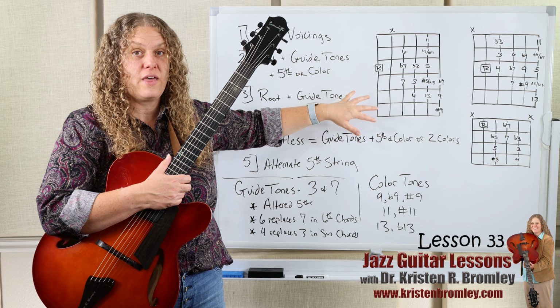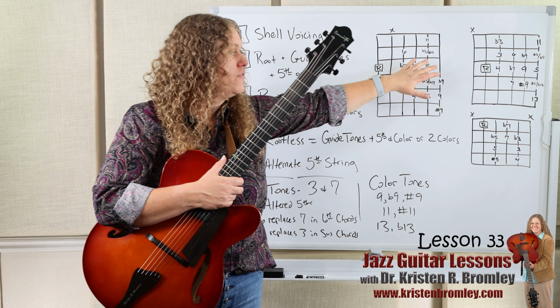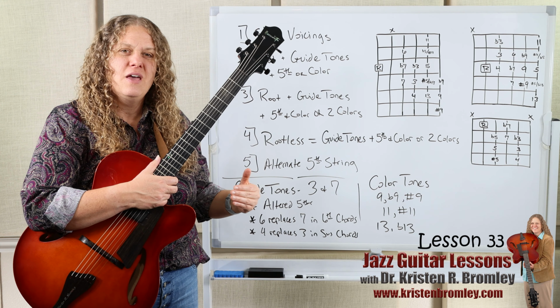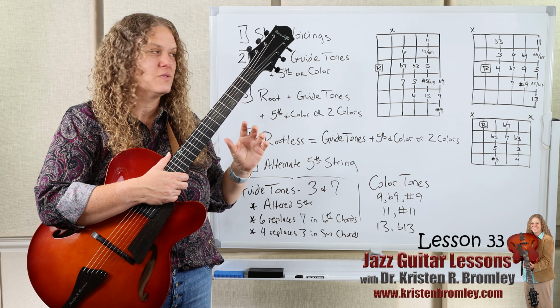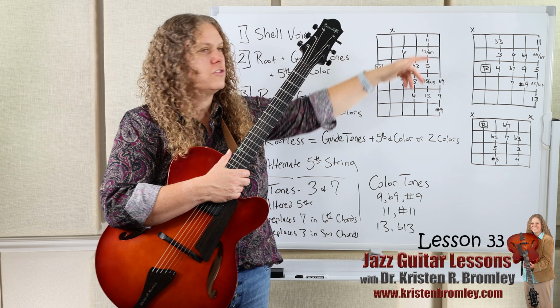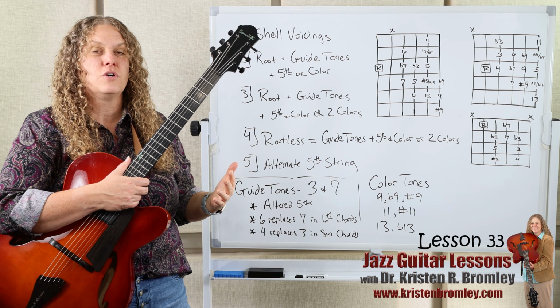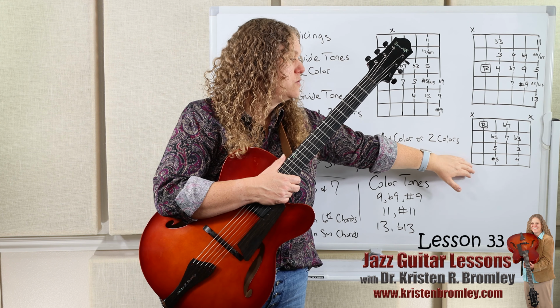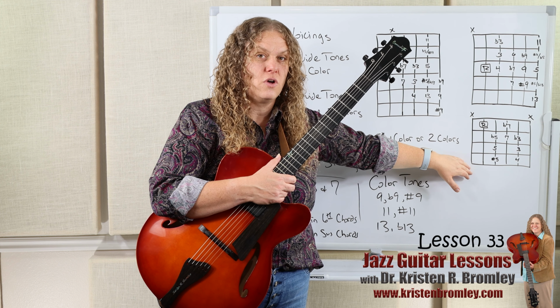So for the 6th string, that works just as is, but for the 5th string form, we use this alternate form when we're doing that. Then once we've got the guide tones happening on, generally speaking, our 4th and 3rd strings, we're going to put color tones on the 1st and 2nd string. And it's going to be a little different with this one. We're not using any color tones with this alternate option.